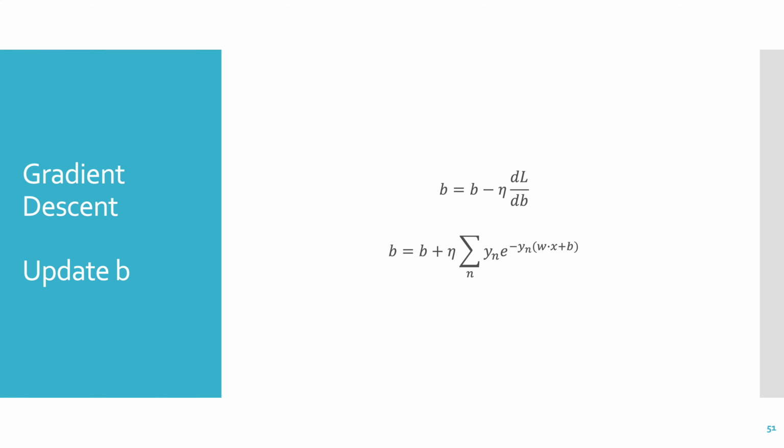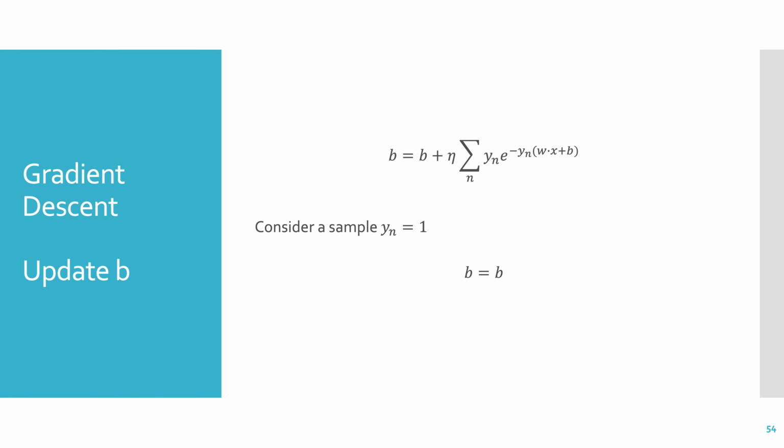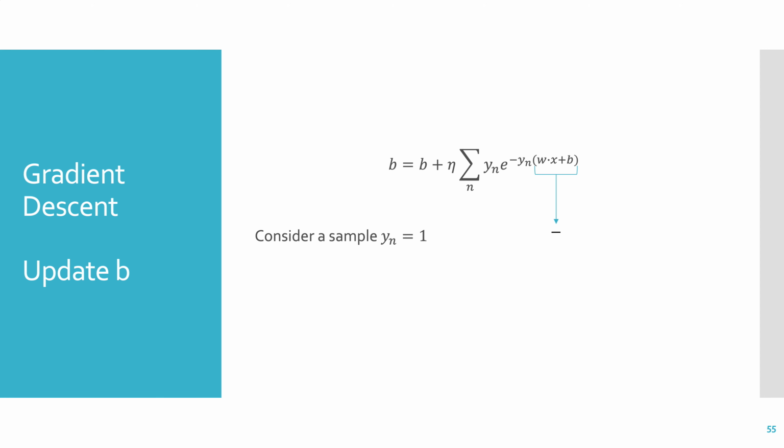Okay, but what the heck is actually happening here? Consider a sample with yn equals 1, so we have a positive sample. As wx plus b approaches infinity, this term approaches 0. This means that the entire expression approaches b equals b as the prediction is correct. As wx plus b approaches negative values, this term is positive and increasing, so b will increase. This is exactly what we want.